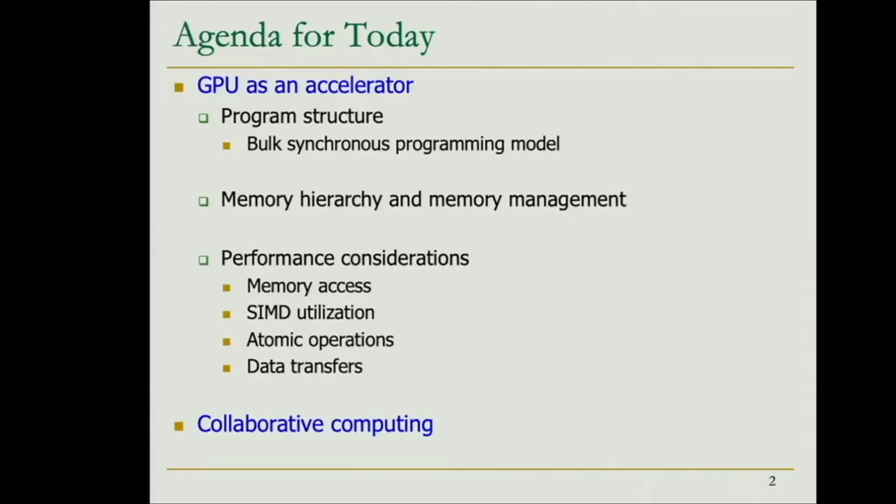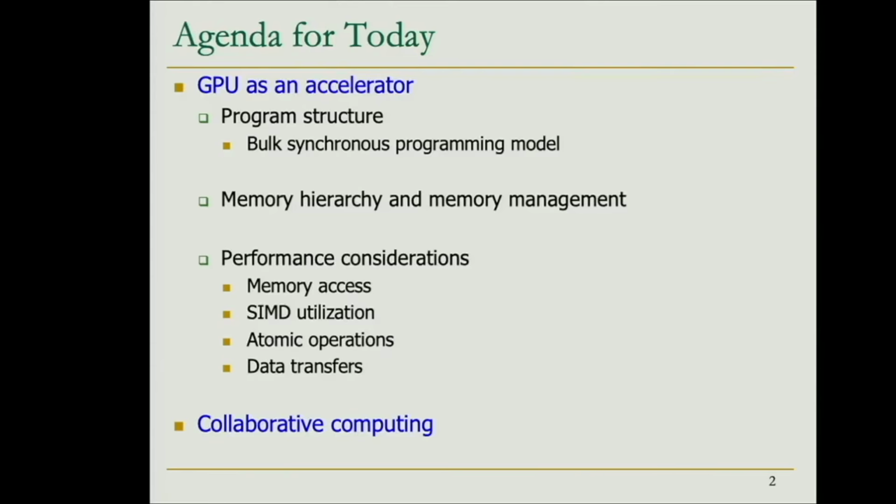And there, the way that we are going to organize this lecture is by first presenting what's the typical programming structure when we write CUDA or OpenCL programs, which are the way of programming GPUs for general purpose processing. And we will talk about the bulk synchronous parallel programming model. What does it mean? What are its limitations? And then we will talk about the memory hierarchy and memory management, and finally some performance considerations, let's say things that we have to take into account when we want to optimize programs for GPUs.